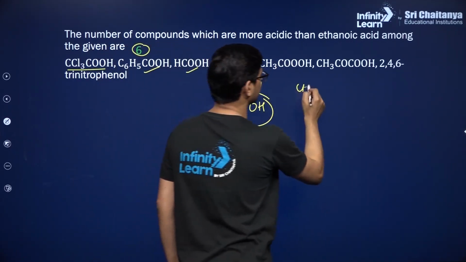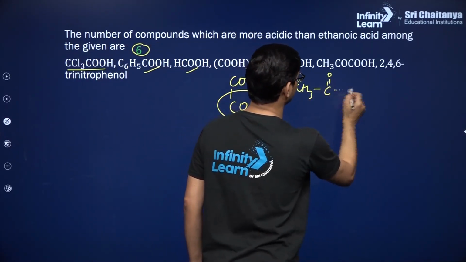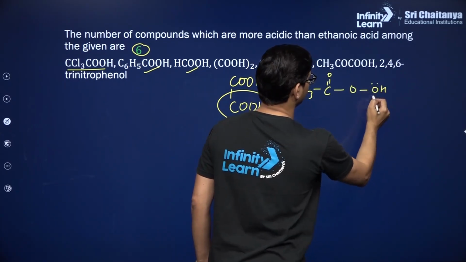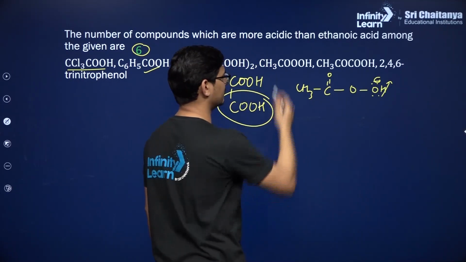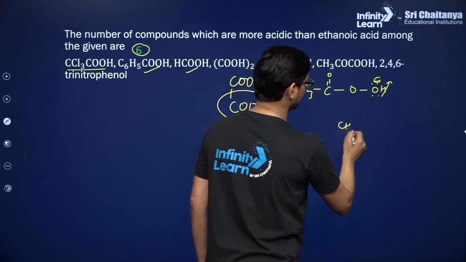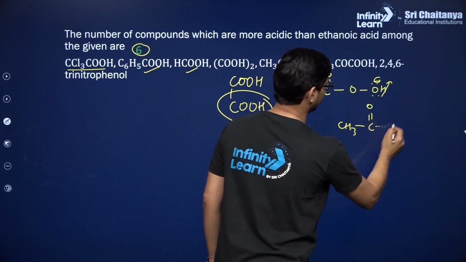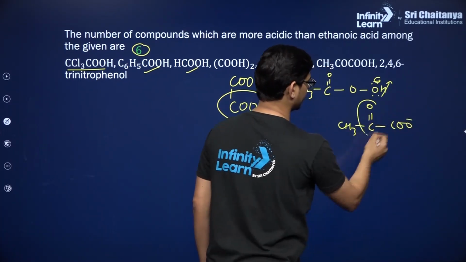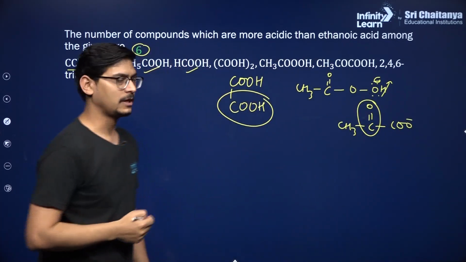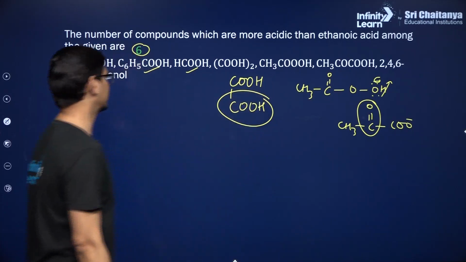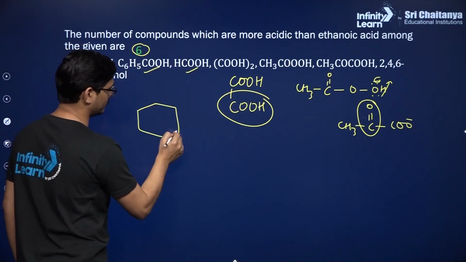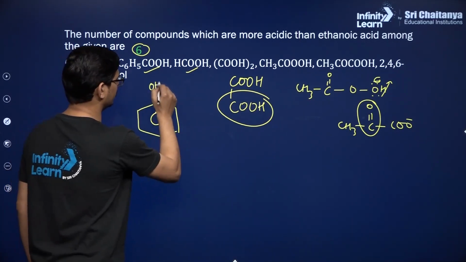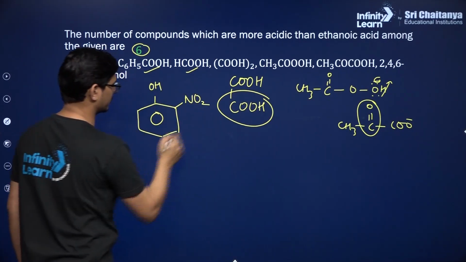Here there is repulsion, right? If we remove H plus, then there is a lone pair repulsion and absence of resonance. So this is less acidic. This is more acidic because if we remove H plus, then there is an electron withdrawing group next to the carboxylate. And last part is interesting, 2,4,6-trinitrophenol, picric acid. This is more acidic because of the powerful electron withdrawing effect of 3 nitro groups, right?